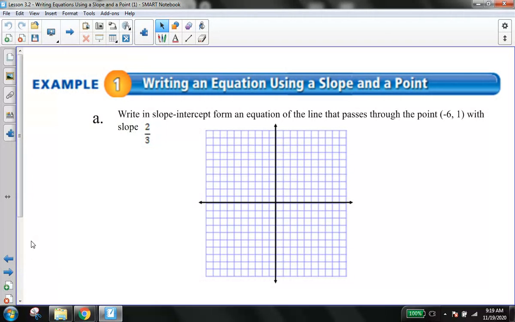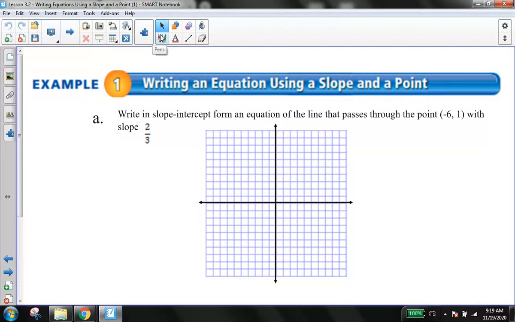So we're going to first start off with something that we actually already know, how to plot a point and how to count using slope to help us to come up with that equation. So I'm going to show you how to do it that way, and then I'm going to show you how to do it when you don't have a graph.